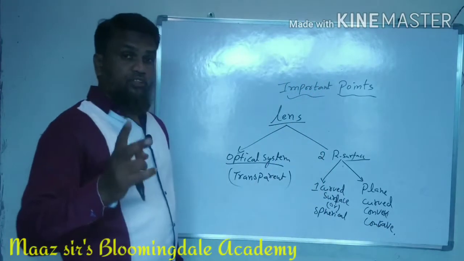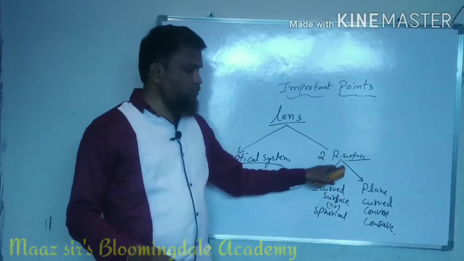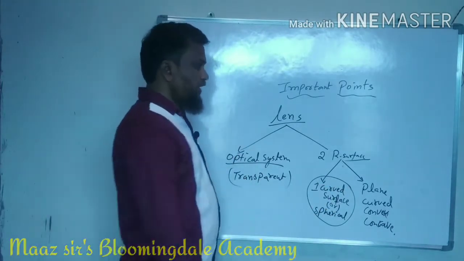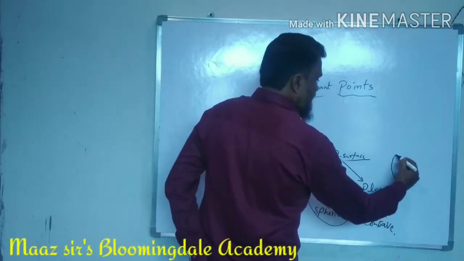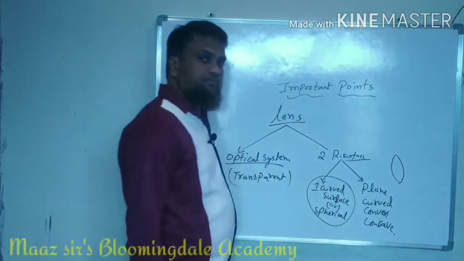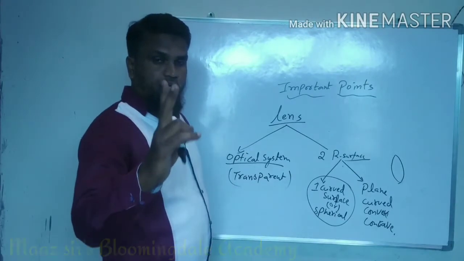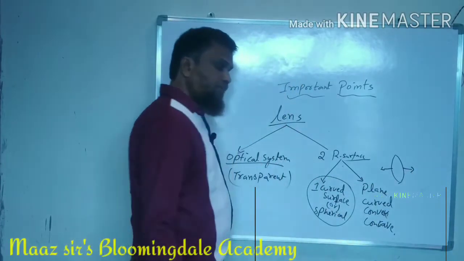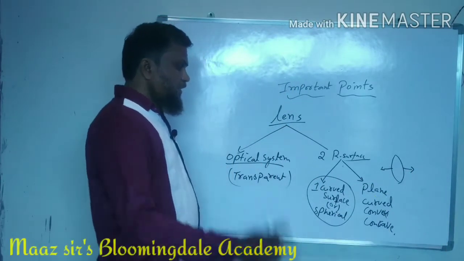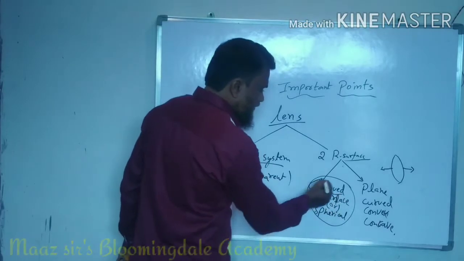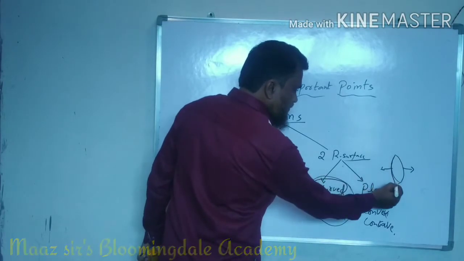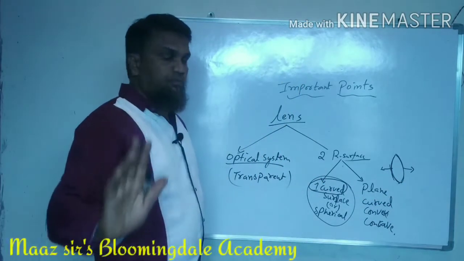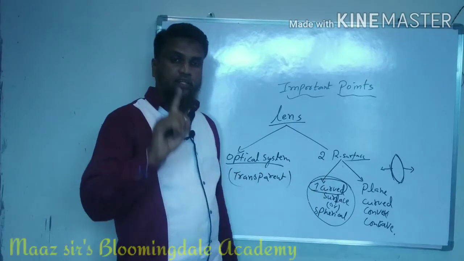But the most important thing is that out of these two surfaces, one should be a curved surface. For example, it is a lens. Why? Because it has two refracting surfaces. So this is one refracting surface and this is another refracting surface. In this case, one is curved and the other is also curved. But the most important thing you have to remember is that one should be curved.